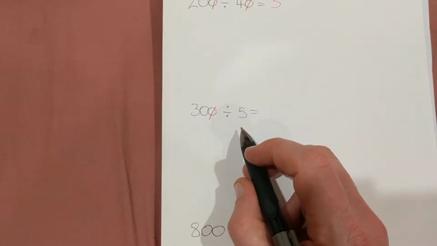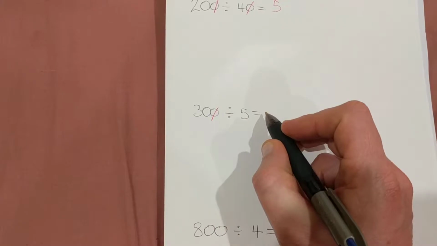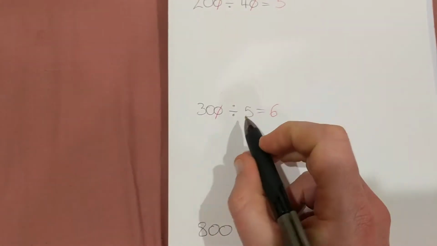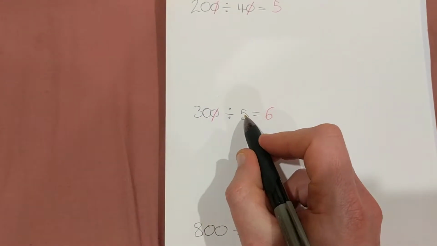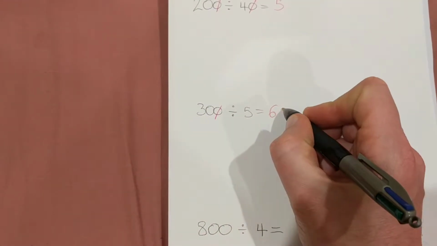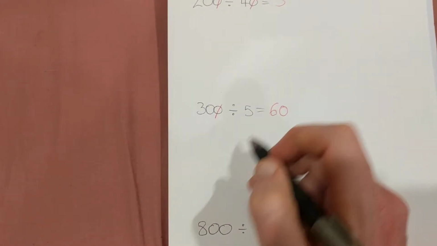And knowing our times tables, we know that 5 times 6 is 30. So therefore the answer is 6, but that's only 5 going into 30 6 times. And now that we took off that 0, we can add the 0 back on, and therefore 5 goes into 360 times.